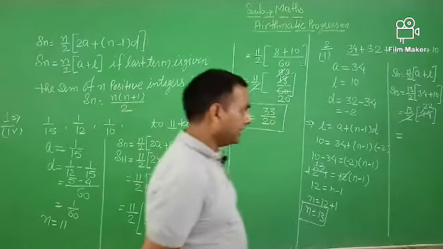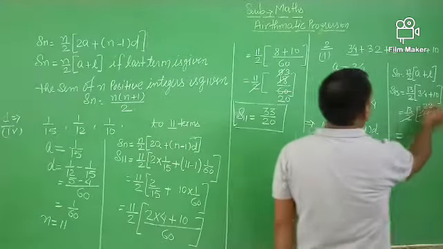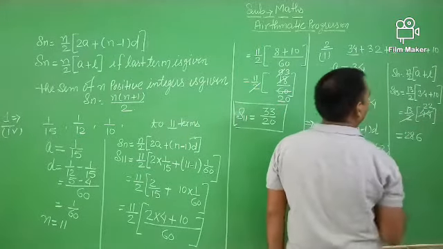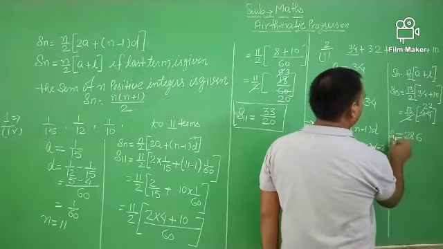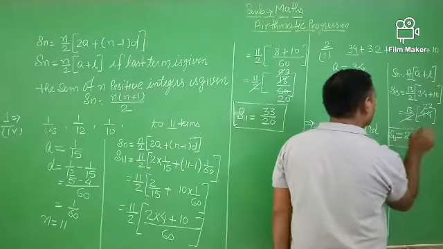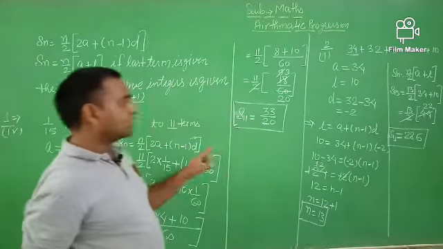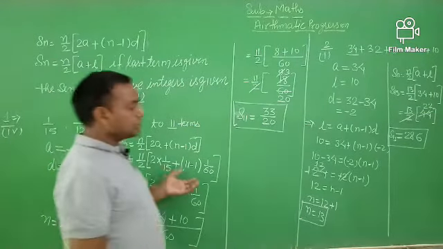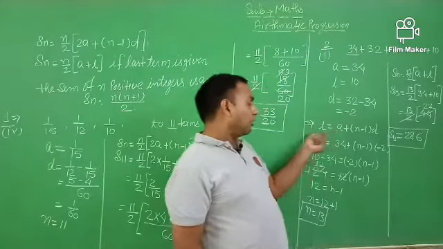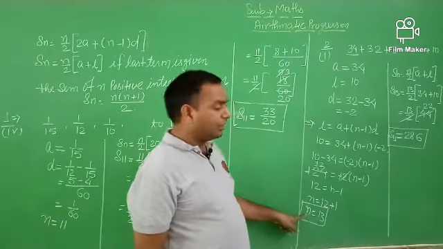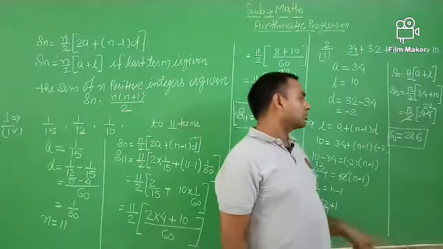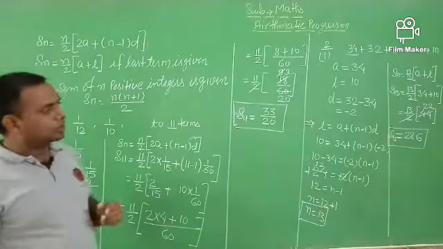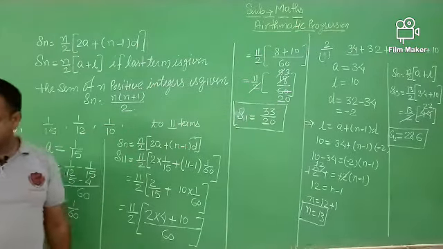After that you multiply 13 by 22: 13 twos are 26, carry 2, 13 twos are 26, plus 2 is equal to 28, so the answer is 286. So the sum of 13 terms is equal to 286. If the last term is given in the question, you apply this type of formula. First you find the last term, according to the last term you find the value of n, after that you apply this formula and solve for the sum of the n terms. According to this you can solve this type of question easily.